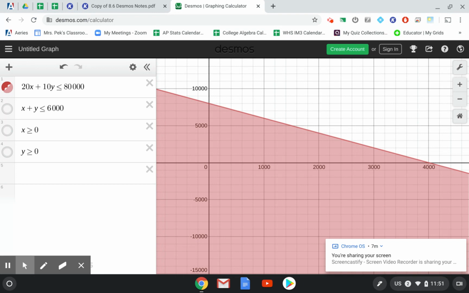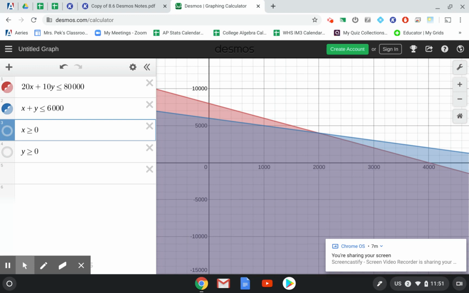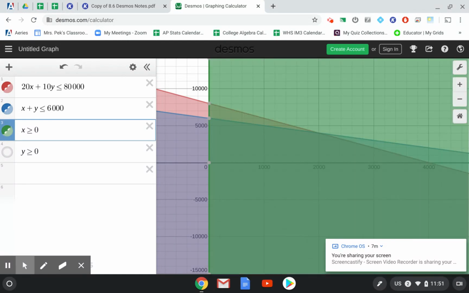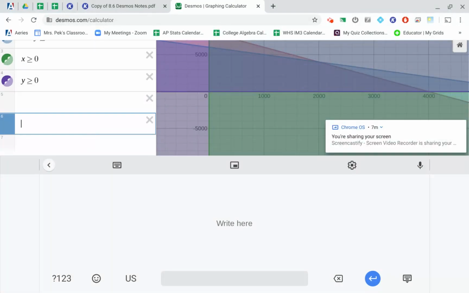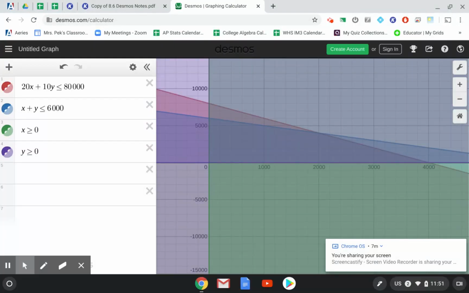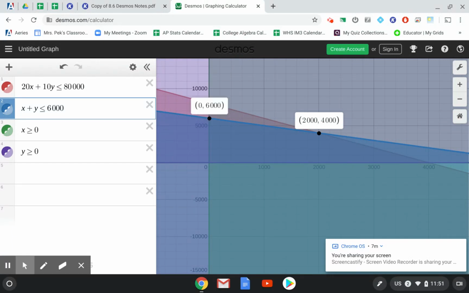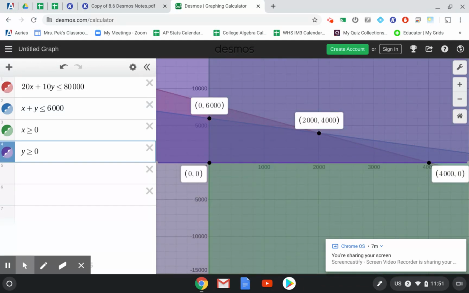All right, now if we turn on the other ones, there's my second constraint, and my hidden constraints are going to make it so they don't go down forever and ever. There we go. So here is a picture of my constraints. And then what we want to do is just click around. If we notice, this one shades down and this one shades down. So I have this one, and then these ones both shade in the positive direction.